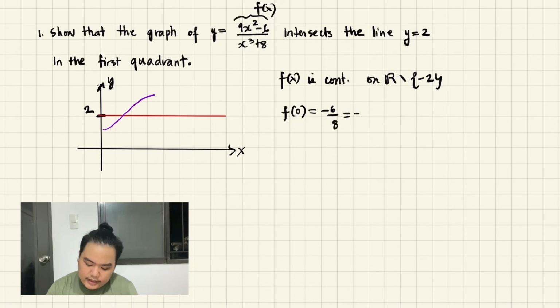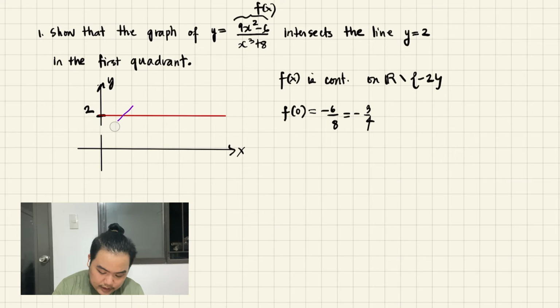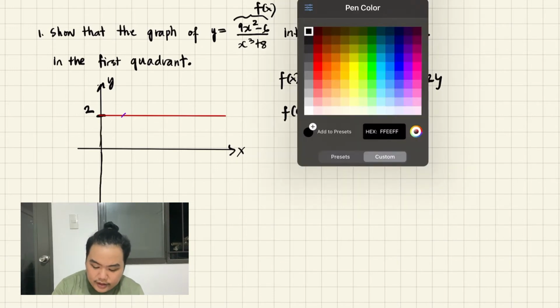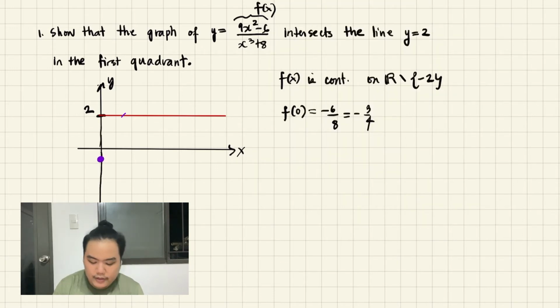Which is negative 3 over 4. Okay, so ano yung itsura ng function mo? At x equal to 0, may mga nabura ata ako. Rough sketch lang ito. Negative 3/4, nasaan yun? Somewhere dito yun, no, yung function mo.